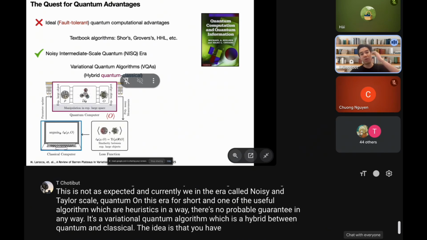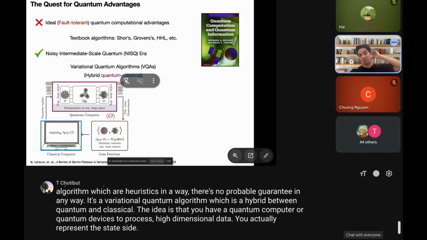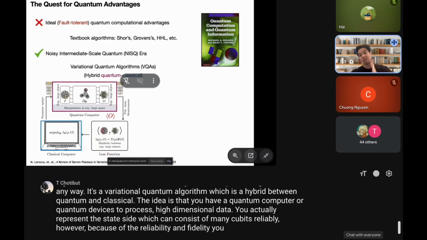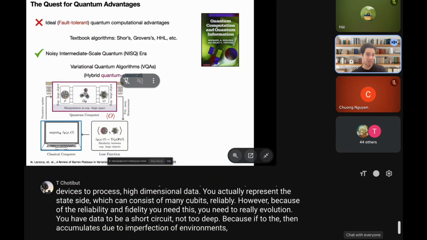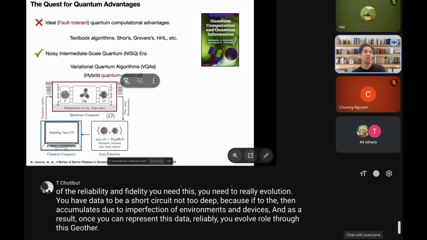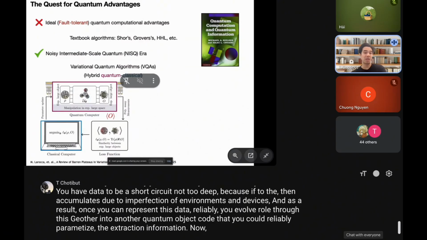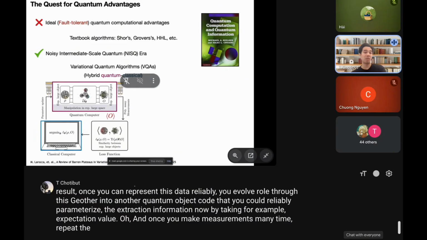The idea is that you have a quantum computer or quantum devices to process high-dimensional data. You actually represent the state psi, which can consist of many qubits, reliably. However, because of reliability and fidelity, you need this unitary evolution U of theta to be a short circuit, not too deep, because if too deep, then error accumulates due to imperfection of environments and devices. As a result, once you can represent this state reliably, you evolve it through this U of theta into another quantum object that you could reliably parameterize to extract some information out by taking, for example, an expectation value of an observable O. And once you make measurements many times, you extract this classical information out of that quantum state.